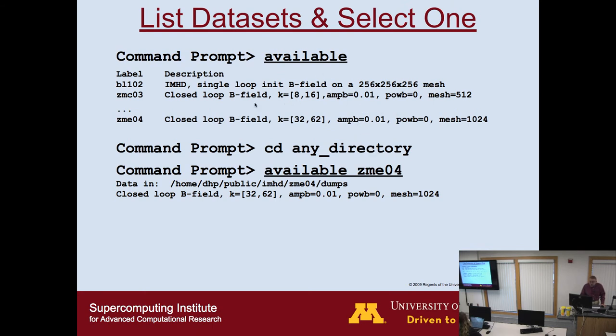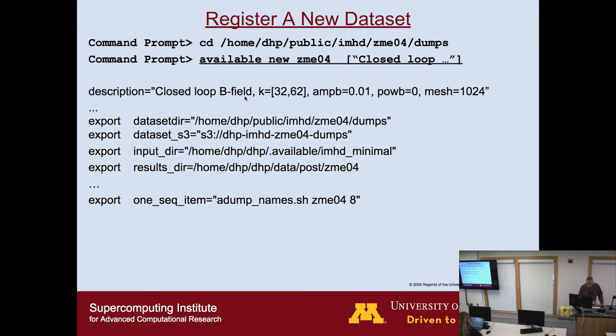To define a data set, all I need to do is run a script, which I call available. I go to the directory where the data is. I type in available, and then the label for that data set. I can come up with any label name I want. And then some kind of a description that describes what's in that data set that's meaningful to me.